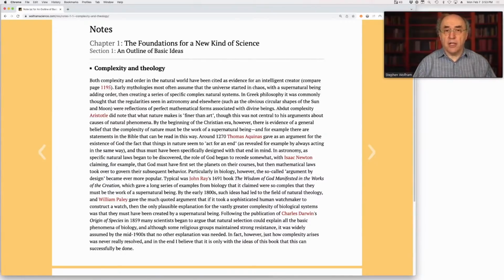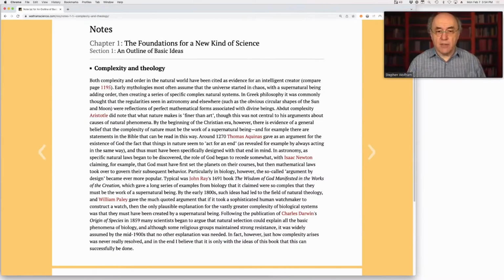But in biology, even though in physics the role of the supernatural being, so to speak, was put somewhat to the side, in biology it definitely thrived. I have a copy, actually, I should have brought it here, of John Ray's 1691 book called The Wisdom of God Manifested in the Works of the Creation, which is just a big, long series of, isn't it amazing that this creature does this and that creature does that, and so on.